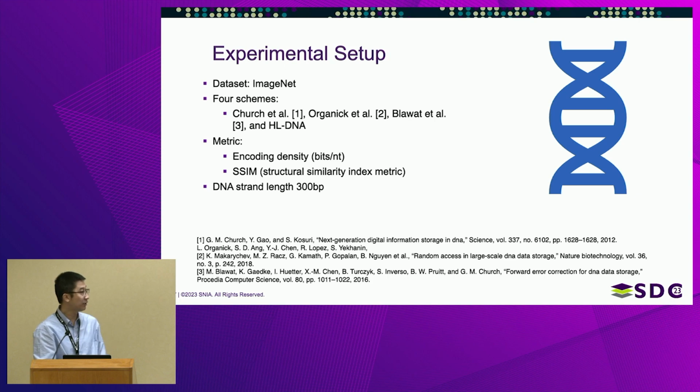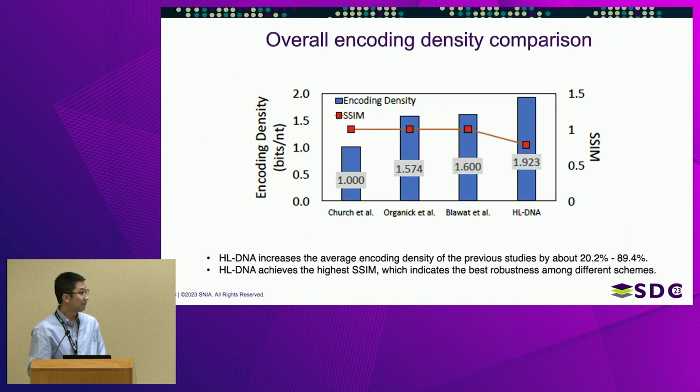And the metrics we use: one is the encoding density, another one is the SSIM value introduced before. And here we use a DNA string length of about 300 base pairs. So here is the overall encoding density comparison. There are 2 metrics. One is the encoding density. So based on the result here, our scheme achieved 1.923, which is close to the 2 bits per nucleotide.